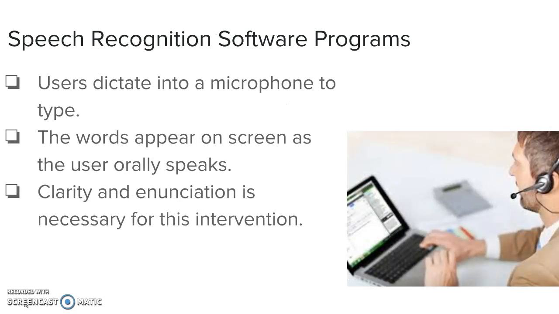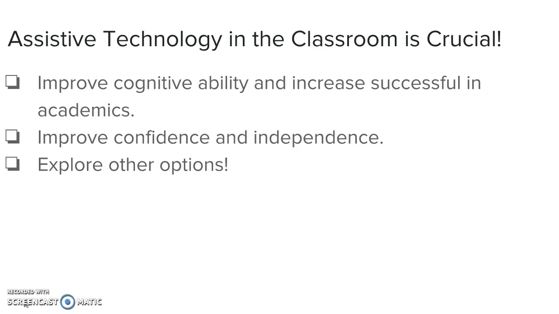Our last assistive technology for writing are speech recognition software programs. The user will use a microphone with a word processor to dictate the words they want to appear on the screen. This is convenient for children who have a hard time typing. A person's oral skills must be significantly better than their writing skills, and an educator has to make sure the speaker speaks clearly.